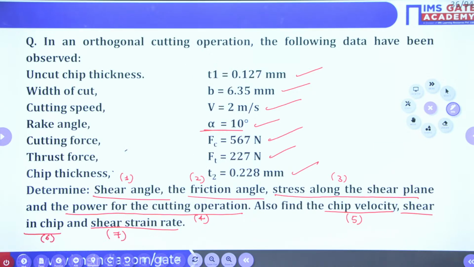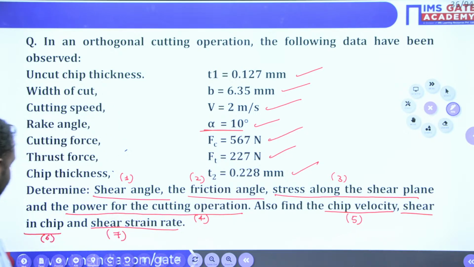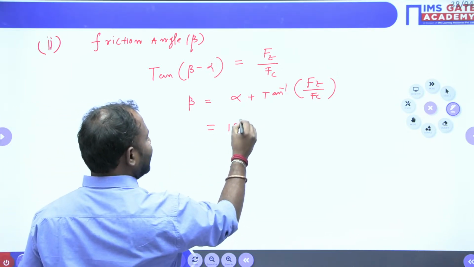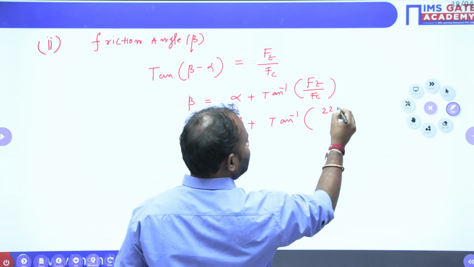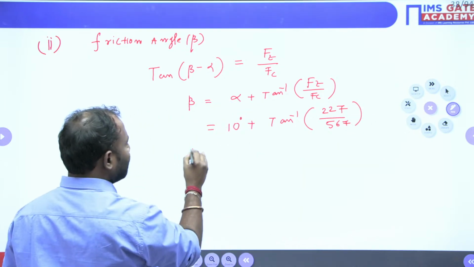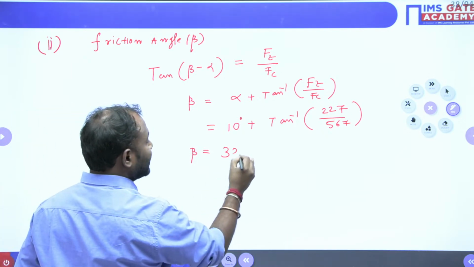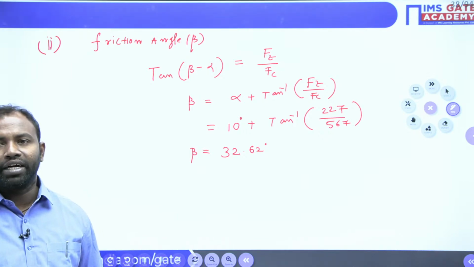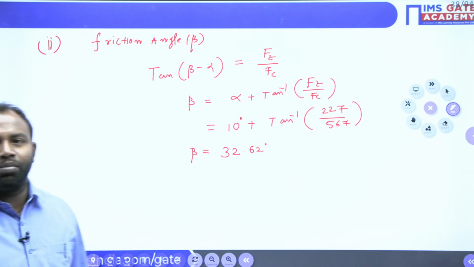The cutting force is 567 and the thrust force is 227. Now I just substitute the values. Beta is 10 degrees plus tan inverse of 227 divided by 567, where 567 is the cutting force, so I am going to get beta equal to 32.62 degrees.